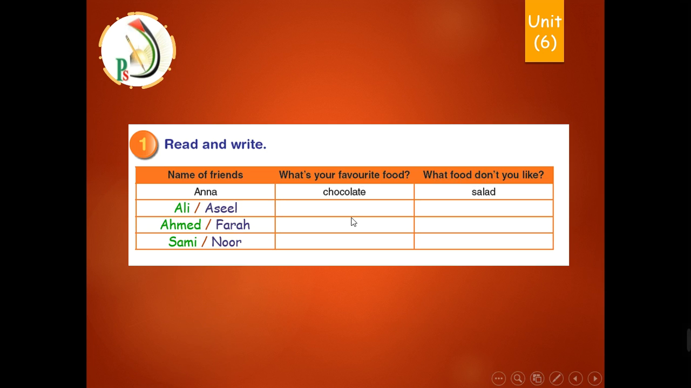Okay, what's your favorite food? They will say, for example, fish. What food don't you like? Burger, for example, and so on. You have to write them and pick your answers or ask and answer about food, healthy food, not healthy food, whatever. Okay, it's a very exciting activity if you do it during the class. Let's move to the next activity.